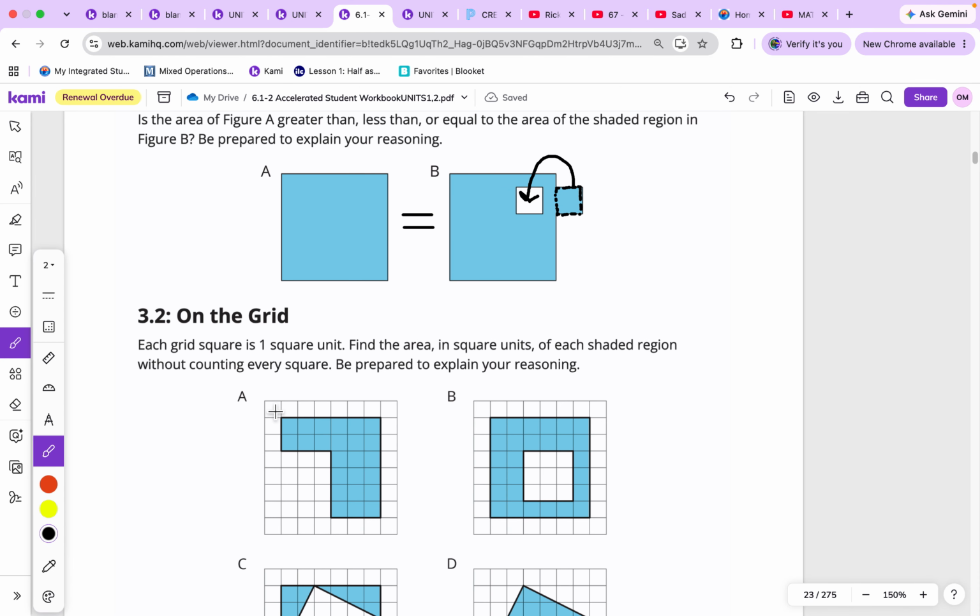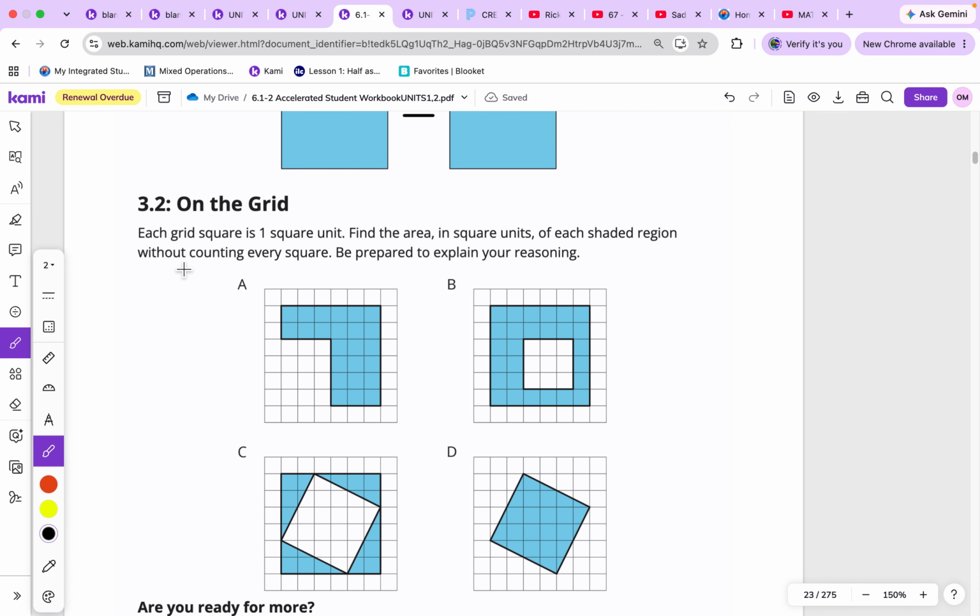Section 3.2, on the grid. Each grid square is one square unit. Find the area in square units of each shaded region without counting every square. Just like the last lesson, I would probably decompose this shape into a couple of rectangles. You could do it vertically or horizontally. So let's say I go horizontally.